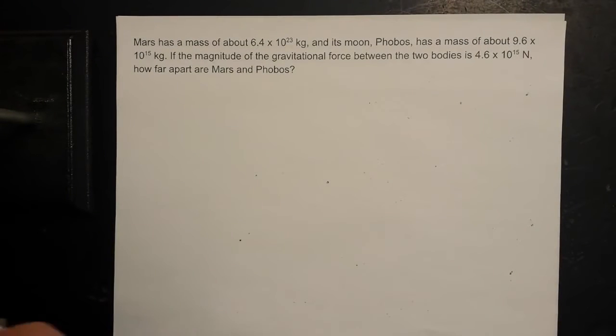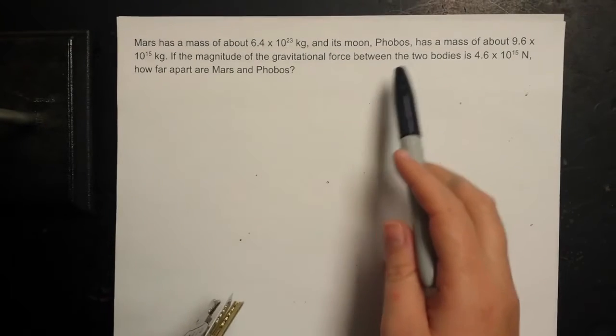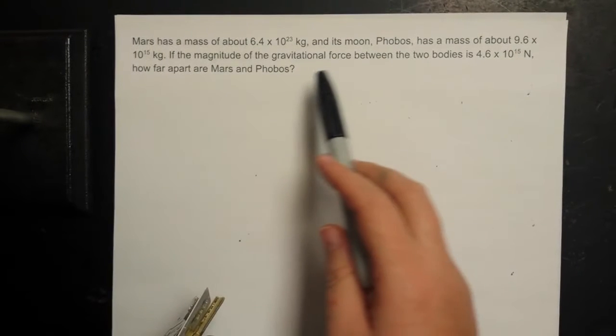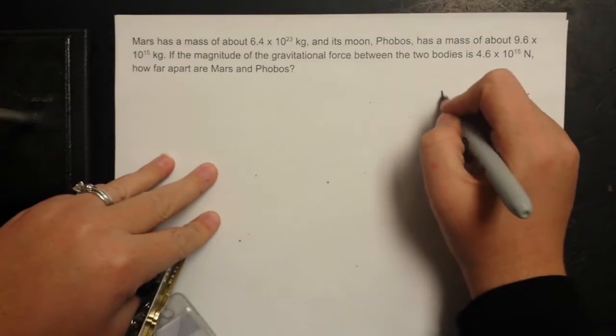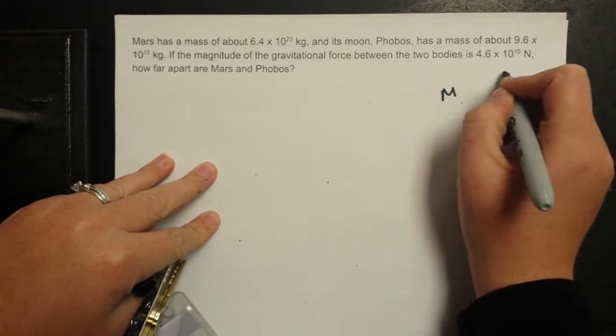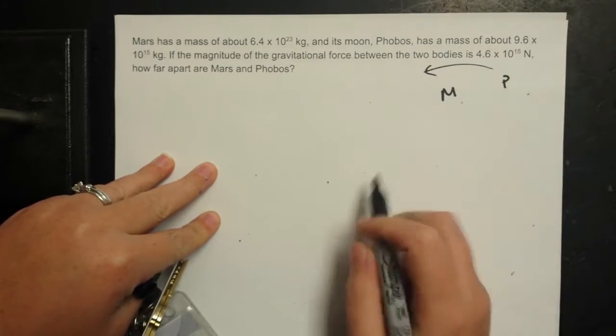So for this example problem, we are looking at one of Mars's moons, Phobos, and its orbit around Mars. And we've got the masses of both Mars and its moon, Phobos. And we know the gravitational force between the two, and now we want to find how far apart they are. So here I've got Mars, I've got Phobos. Phobos orbits around Mars, okay?